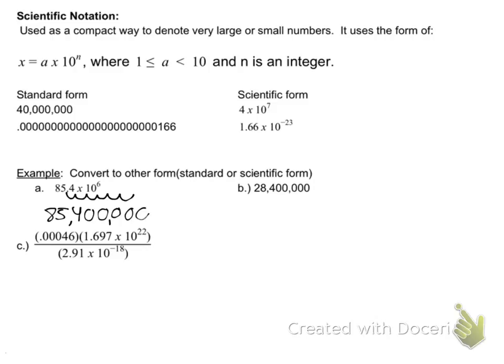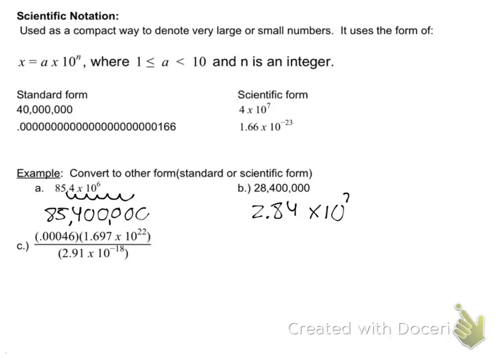So when I'm going on part B to scientific notation, we know it should be 2.84. At least I hope everybody recognizes that. And it's going to be times 10 to the what? 7. So there we go. Those are easy when you just have to do them individually. But part C, that's when things start to get a little bit interesting.